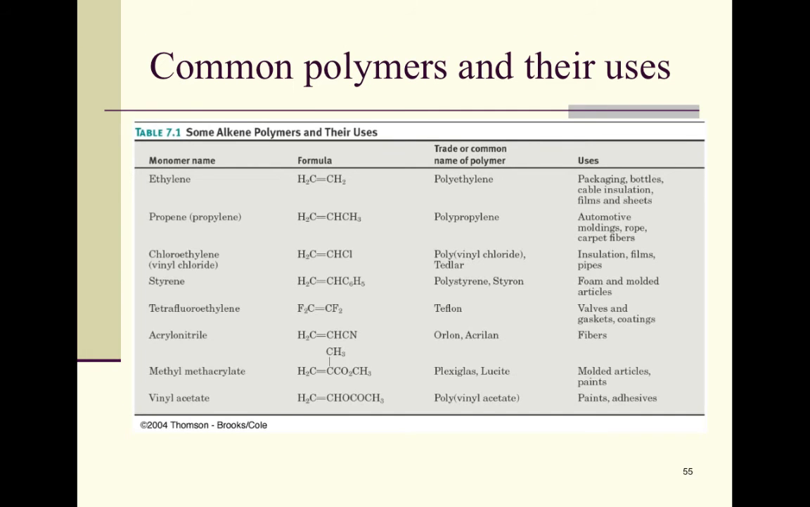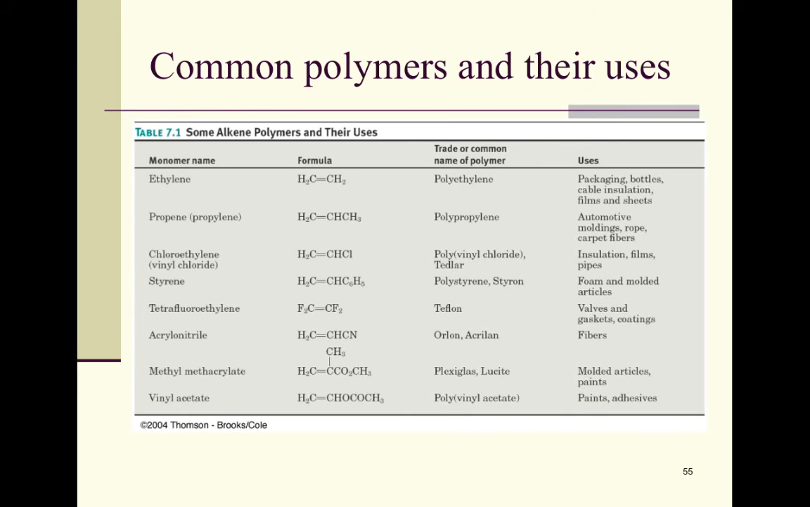Common polymers and their uses. Polyethylene is used in packaging and bottles. Polypropylene, automotive moldings, rope, carpet fibers. Polyvinyl chloride, insulation and pipes. Polystyrene, that's the styrofoam cups that we see. There's also Teflon, plexiglass, and polyacetate. What this chart shows us is the monomer name, the formula of the monomer, and then the trade name of the actual polymer that's formed. You do not have to memorize this chart. I just wanted to include this because I thought it was pretty interesting.